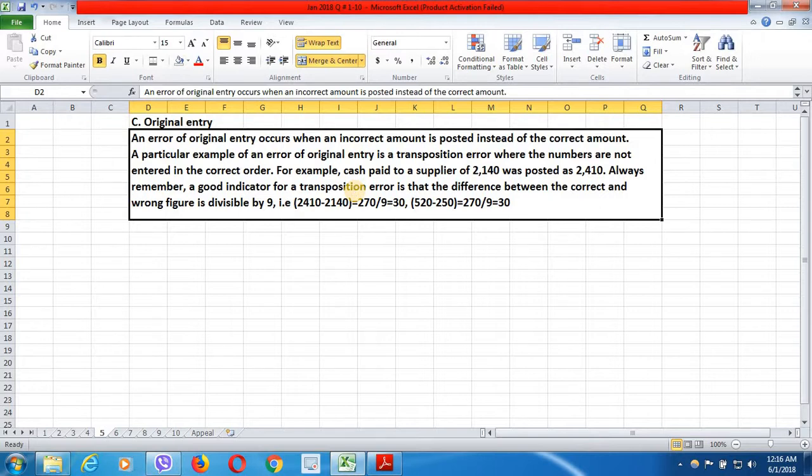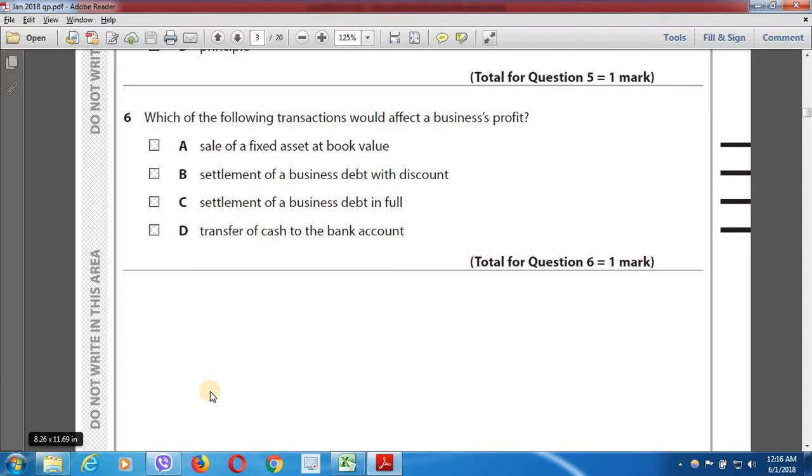Clear? Next. Number 6. Which of the following transactions would affect a business's profit? A, sale of a fixed asset at book value. B, settlement of a business debt with discount. C, settlement of a business's debt in full. D, transfer of cash to the bank account.